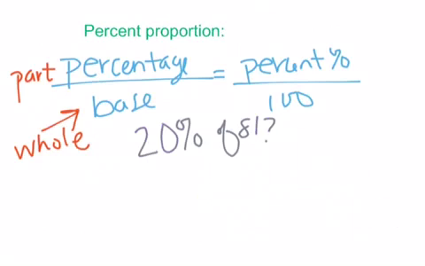Alright, now we're on to the percent proportion, which is percentage over base, or part over whole, equals a percent out of 100.